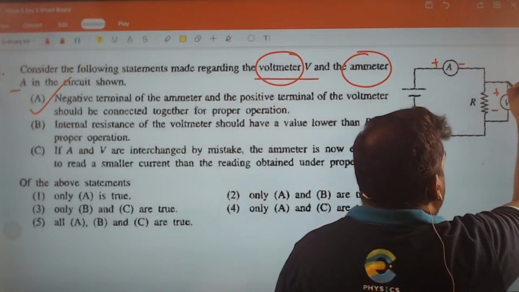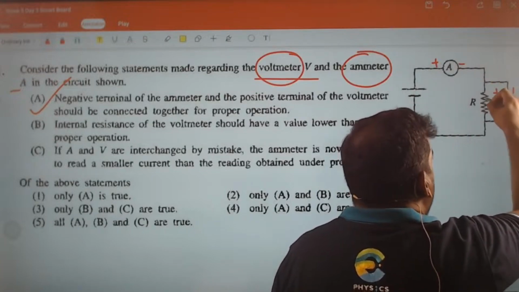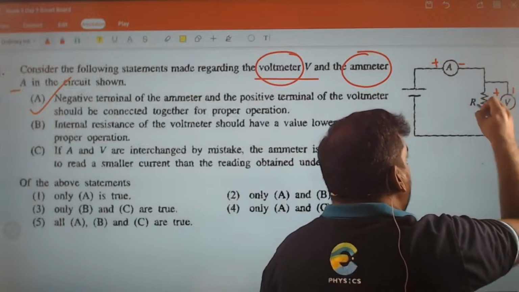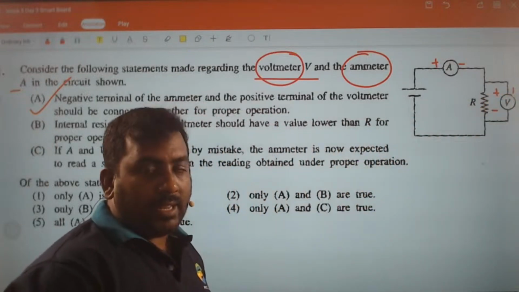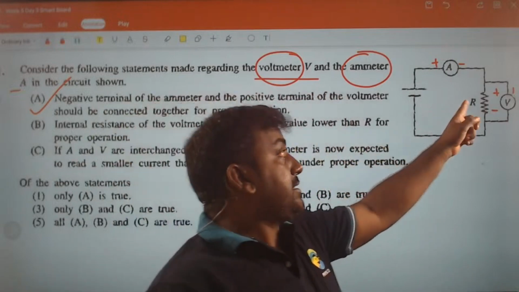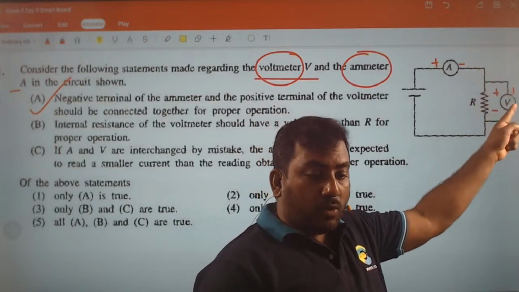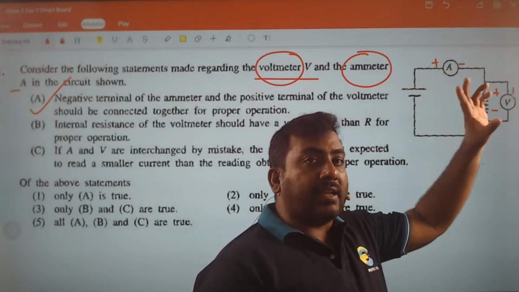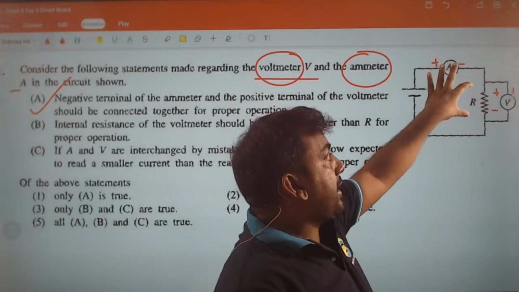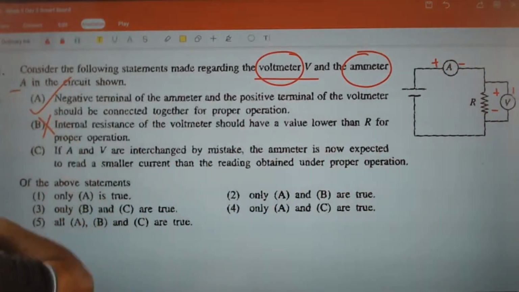So what happens is when the current divides, we are finding the voltage across the effective resistance. But to get the actual voltage, if the resistance is very large, if the resistance is infinite, then the current will not go across the voltmeter. Current is not going across the voltmeter means correct reading can be given. So this statement is wrong.